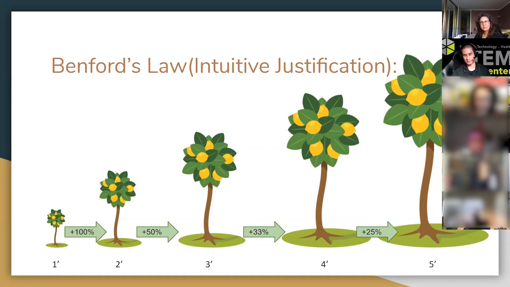So will you use Benford's Law specifically? I hope so. But I'm not going to say you're going to have to know it or you're going to have to use it.